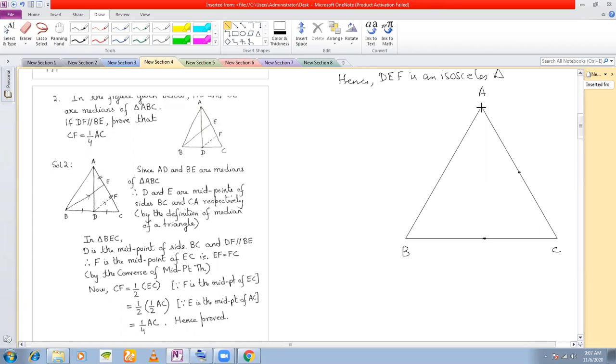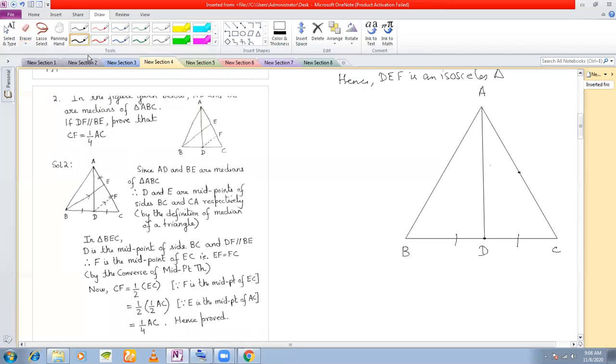From a vertex, say from A, if I am drawing a straight line joining the midpoint of the opposite side. This is the midpoint of the opposite side, that means this must be equal to this. This line segment here, let us call this AD. Let's call this point D, so that this line segment is called the median. So when you are drawing a line from a vertex to the midpoint of the opposite side, that is called the median. So if AD is a median, then D must be the midpoint.